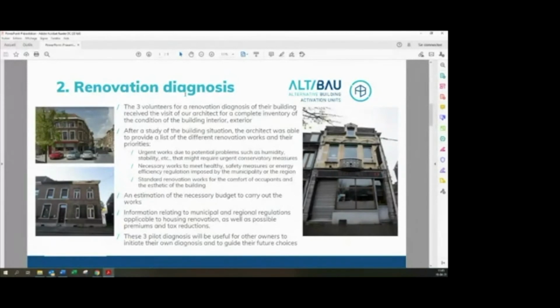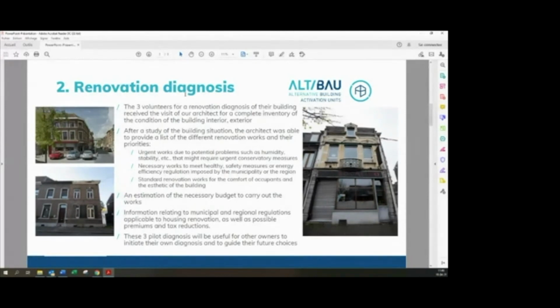So they had different ways to answer this questionnaire. As I said, we took the chance through this letter and questionnaire to find 3 volunteers to make a renovation diagnosis. With these 3 volunteers, we had a personal contact, and they received the visit of our architect for a complete inventory of their building. The architect made an interior visit, of course. After a complete study of the building's situation, the architect was able to provide a list of the different works that had to be done and their priorities.